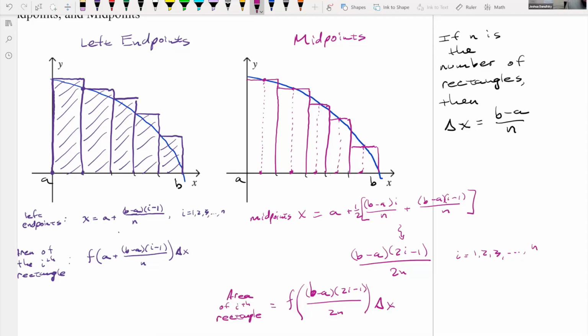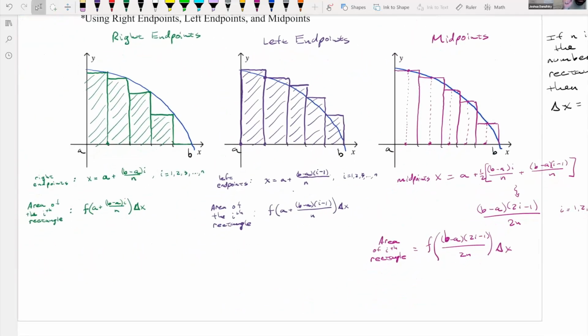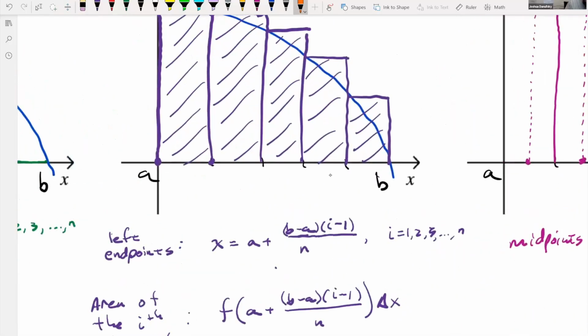And you might be looking at this saying, well, the pink ones, the midpoints, are the best approximation. And yeah, you have a point there if we're only going to do 6 or 20 rectangles. But again, with any one of these three, if we let the number of rectangles go to infinity, so many rectangles that we are dealing with a limit, all of these approach the same value, which is the area under the curve.